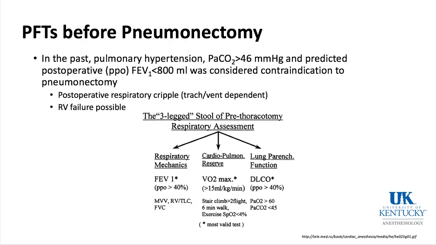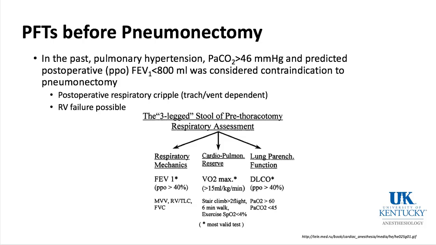And an FEV1 less than 800 was predictive of a postoperative respiratory cripple state. And so we tried to do PFTs in some cases to predict which patients could go through a pneumonectomy without ending up with tracheostomy dependence and ventilator dependence. And if you take out one whole lung and the blood vessels in that lung and force the right ventricle to pump now to only one vascular system, you can imagine how the pulmonary artery pressures could rise and right ventricular failure could ensue.